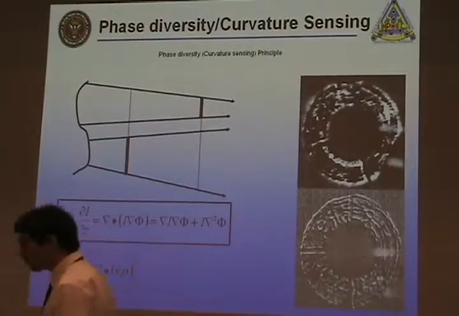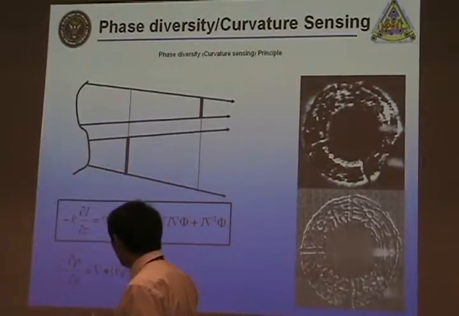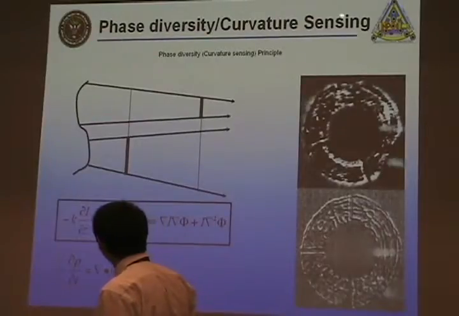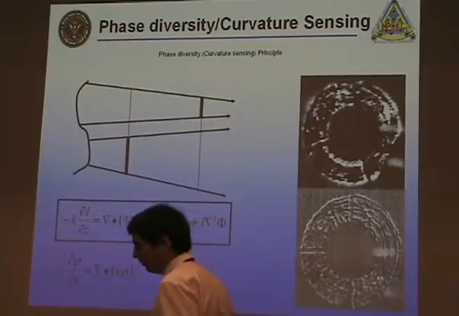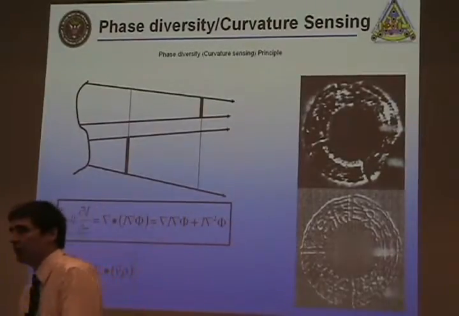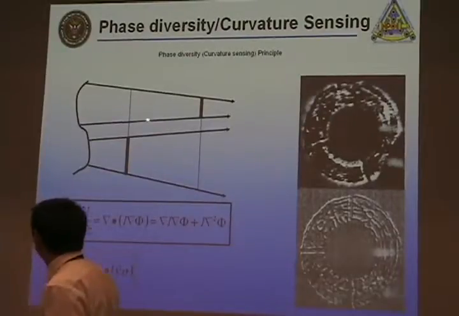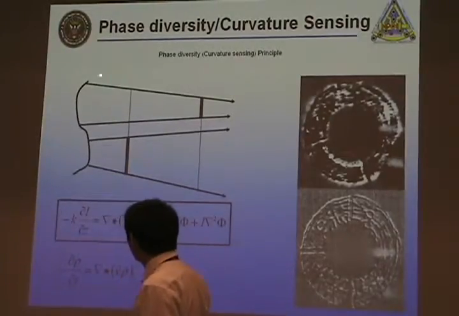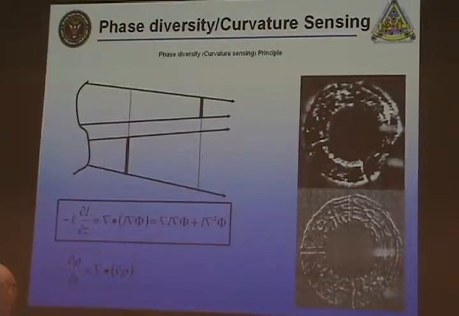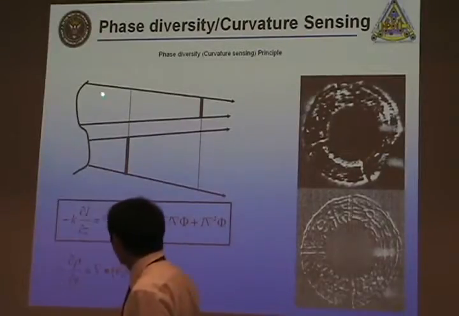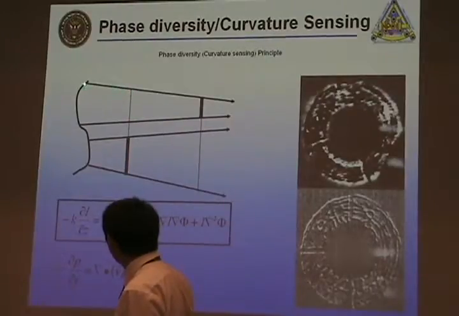All right. Other wavefront sensors that are used, there's one called phase diversity curvature sensing. And here, instead of measuring local tilts, what you're going to do is measure local curvatures. And the way this is done is you're going to look at two different planes. You put a beam splitter in your system, and you look at one plane and also at another one. So you have two separate cameras that you're looking at.